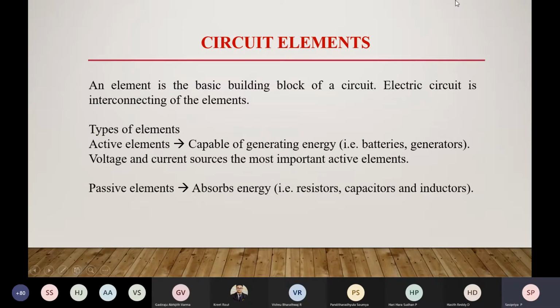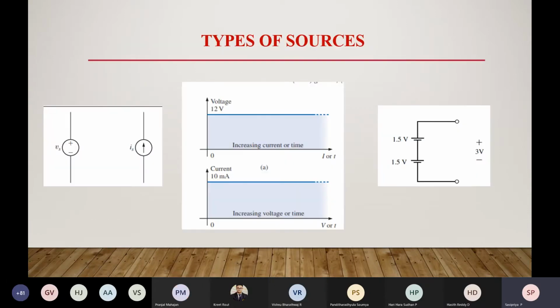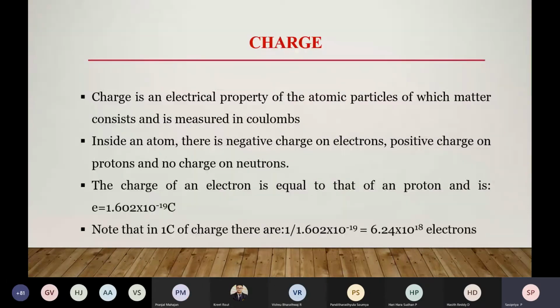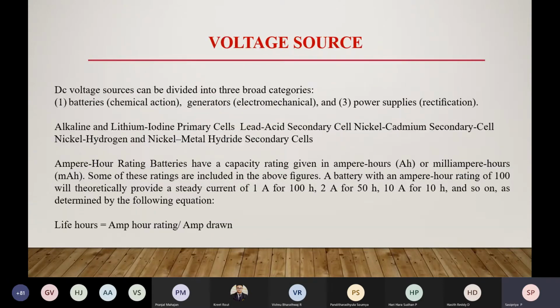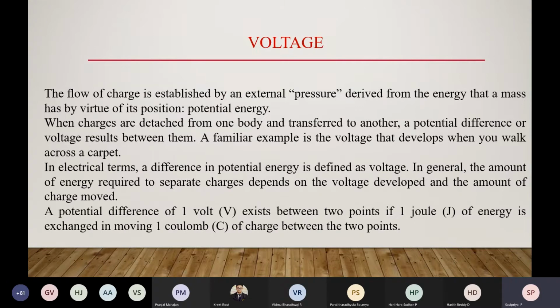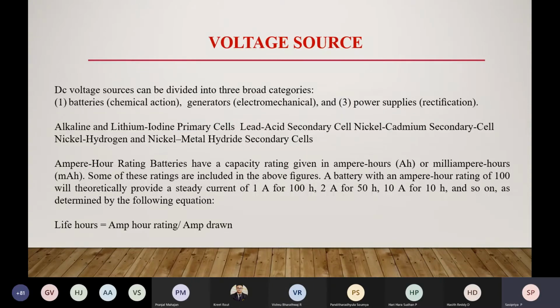We started with the fundamentals, that is, what is a current. Before that, what is basically a charge. Flow of charge is nothing but a current. And then to make this charge move, we need some external pressure or some energy, which is nothing but the voltage. Voltage can be generated using a battery or generator.